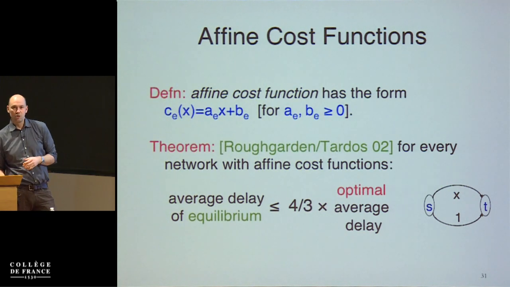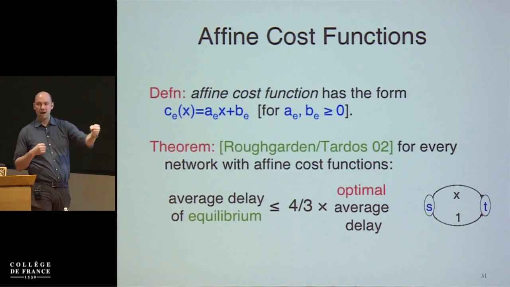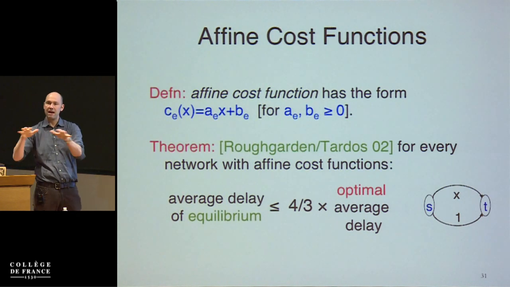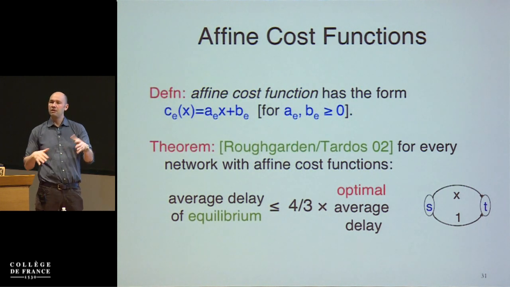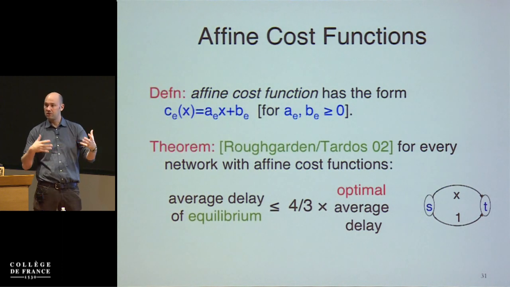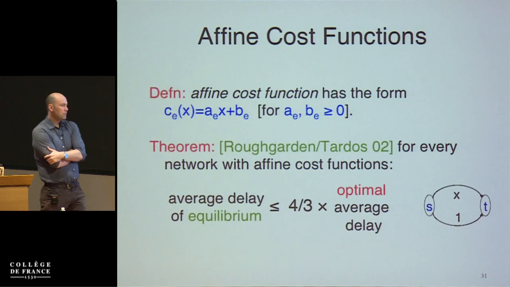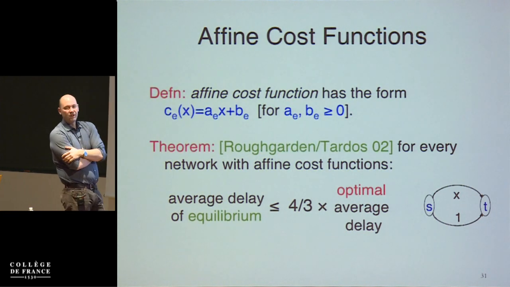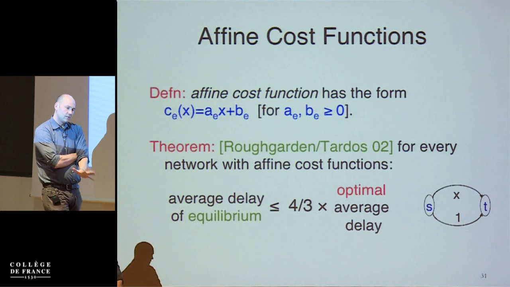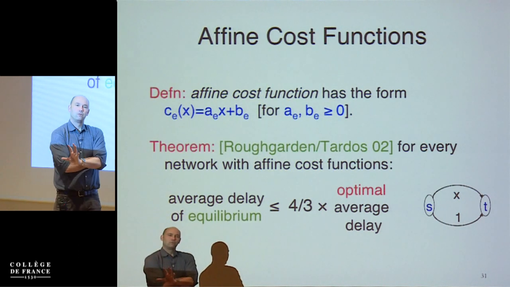This is actually a result you can prove: in any network, it doesn't matter how big it is, how complicated it is, or how many origins and destinations for traffic you have, as long as all of the edge cost functions have the form ax plus b, which I'm going to call an affine function. Notice this just generalizes the 1s and 0s and x's that we had before. As long as you have affine cost functions, it doesn't matter what the network is. You are guaranteed that the price of anarchy will never be more than 4/3.